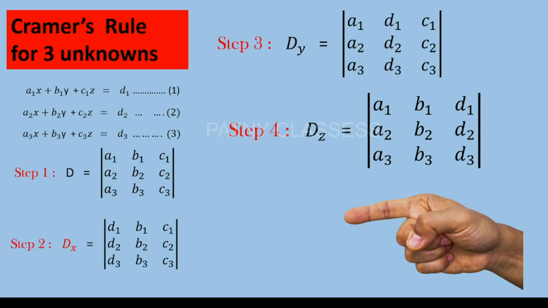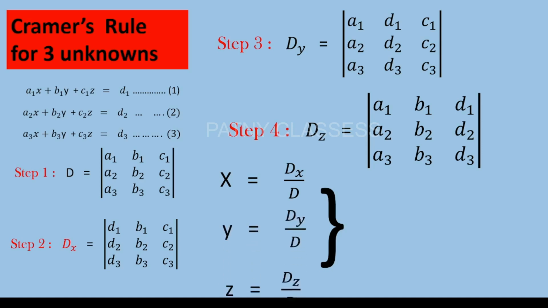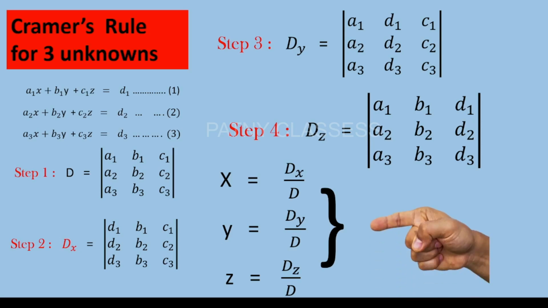After that, we find the x, y, z values by using the following relations. What are the following relations? x equals Dx upon D, y equals Dy upon D, and z equals Dz upon D. By using these three relations, we can easily find the x value, y value and z value. Thus, by using Cramer's rule, we can easily solve equations of three unknowns.